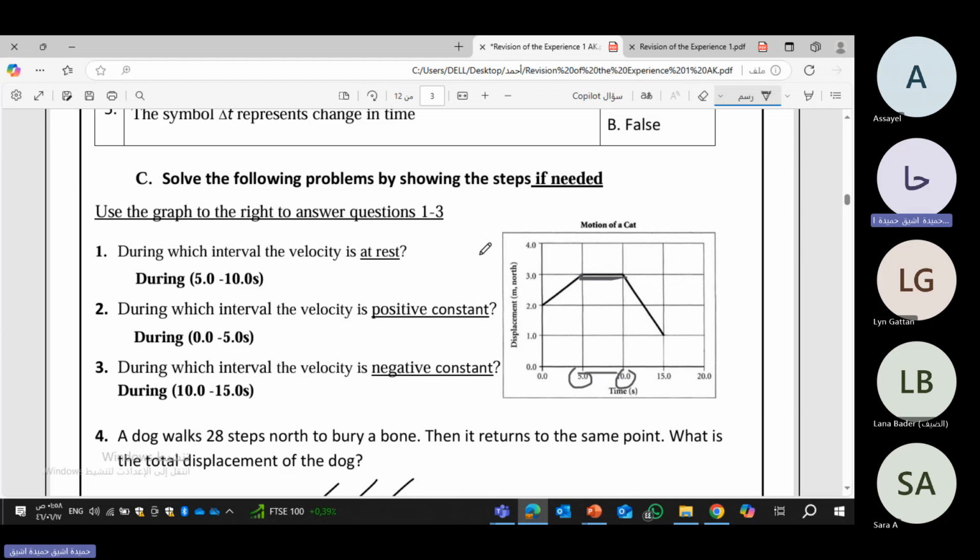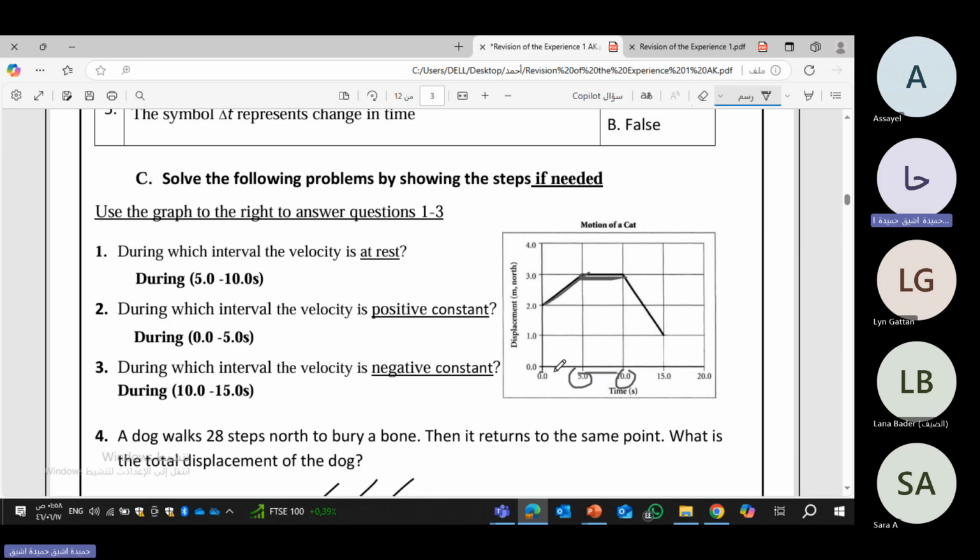At rest, velocity is 0. What about positive constant? Positive constant is whenever you're going up. Why is it constant? It's a straight line. If it's not a straight line, I can't say constant. If it were zigzag or whatever, it's not constant. But here it's constant, and since it's going up, it means positive constant.